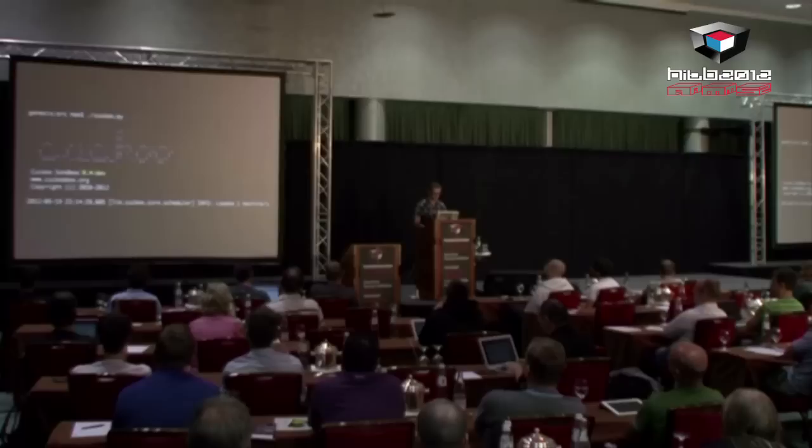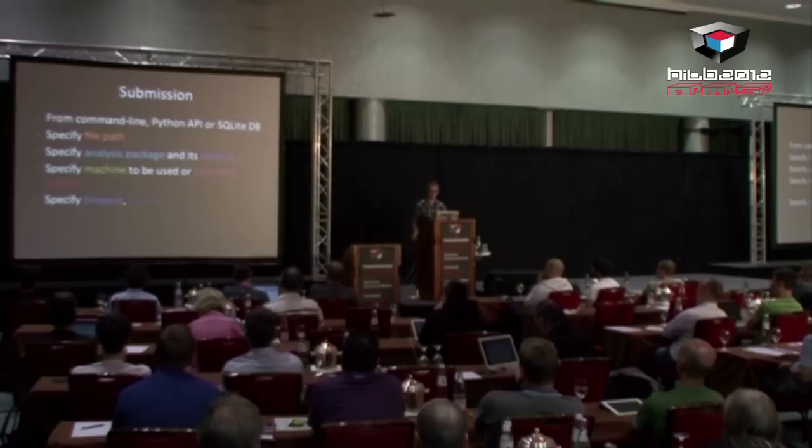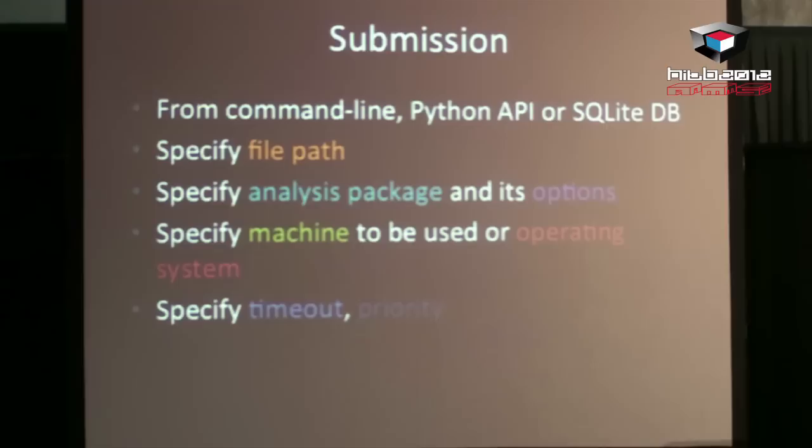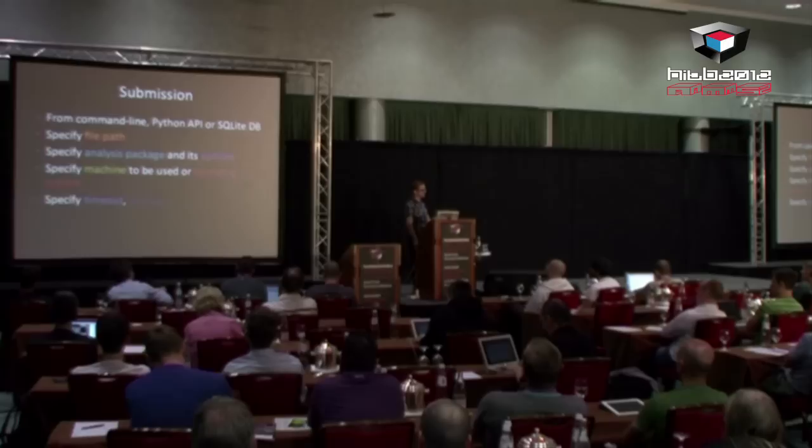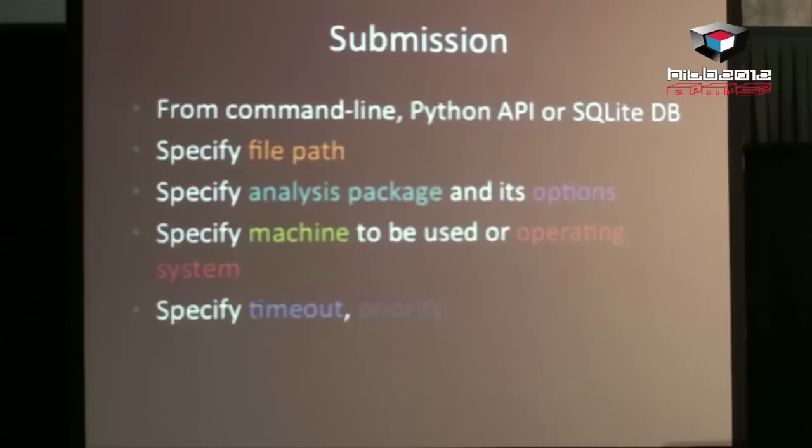So yeah, as I said, you can submit malware in different ways. You can just submit with the command line utility that I just showed you, or you can use a Python API, or directly write to the SQLite database. You can specify the file path, the analysis package, which I'll show you later, and eventual options to the execution. And you can specify the machine that you want to use. So if you have different types of machines with different operating systems, you can specify which one of those you want to run the malware on. Otherwise, you can specify which operating system to use. And then you can specify a timeout and a priority.